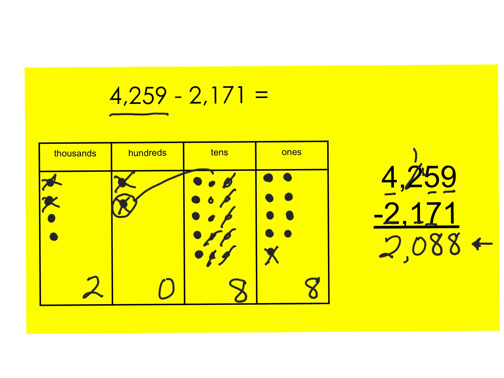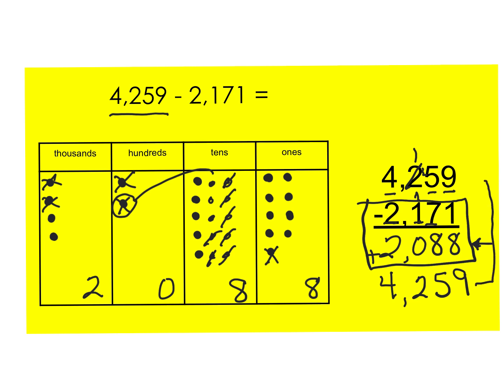Now, one way I can check to see if this is correct is I can take these two numbers, and if I add them together and my answer is correct, then it should be the same as 4,259. So let me stop and do that, and then we'll check. Okay, and this is the same after I added it as 4,259. So I know that I have subtracted correctly.